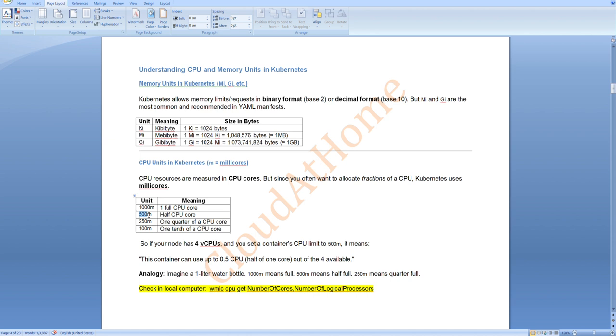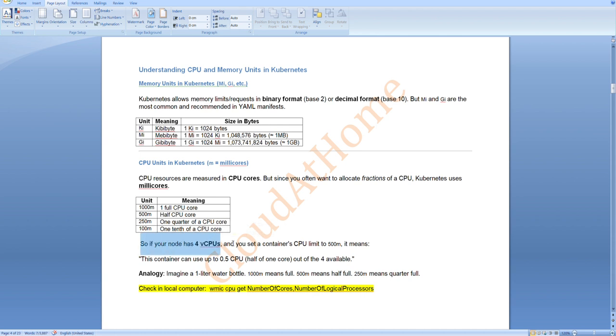If it is 500 millicore, it means half of your CPU core will be used. So half of the CPU core. If it is 250, it means one quarter, or 1 by 4, of the CPU core. 100 means 1 by 10th of your CPU core. It is just very simple maths. Okay, so if your node is having 4 vCPU, right?